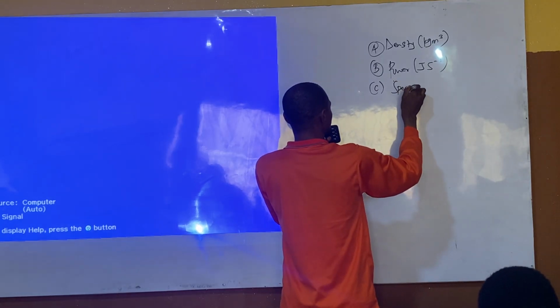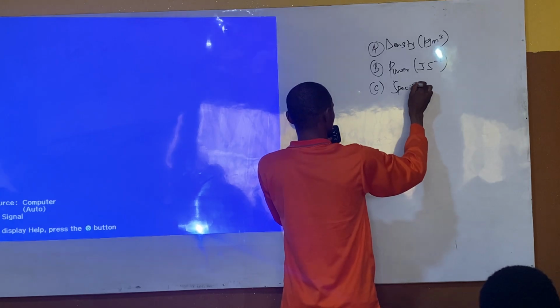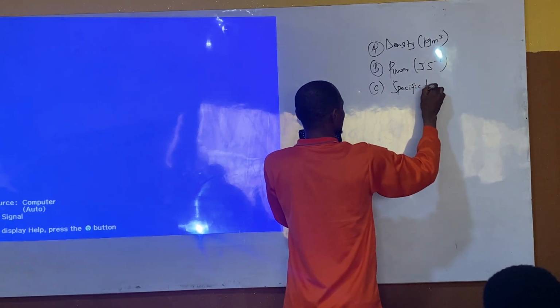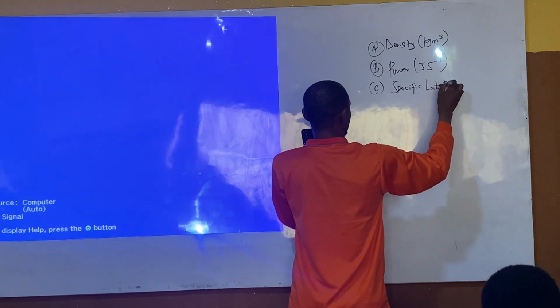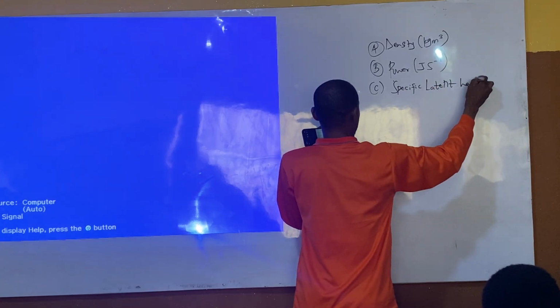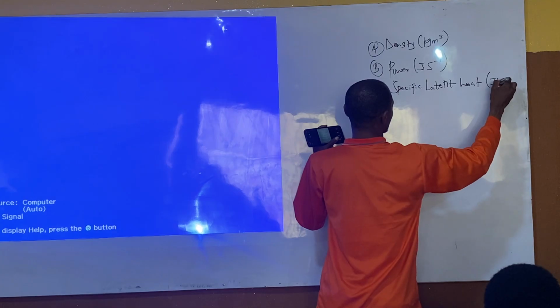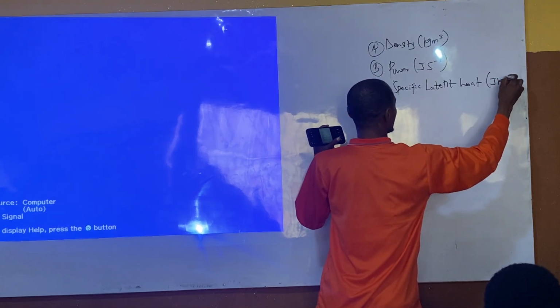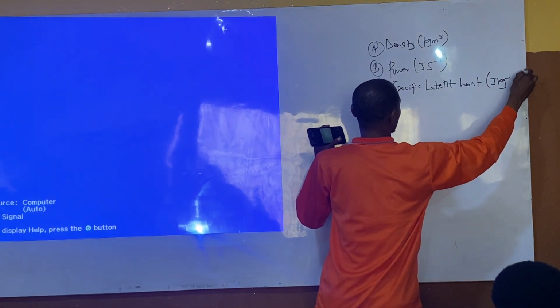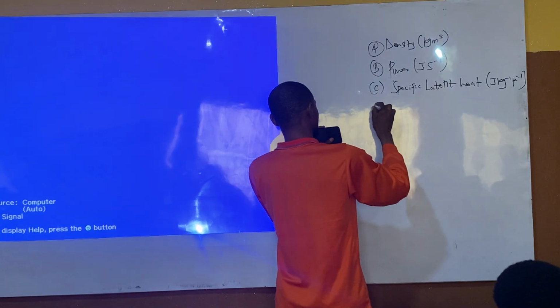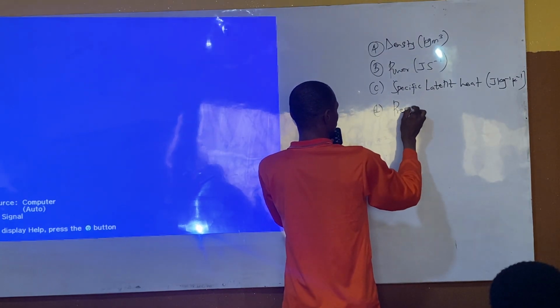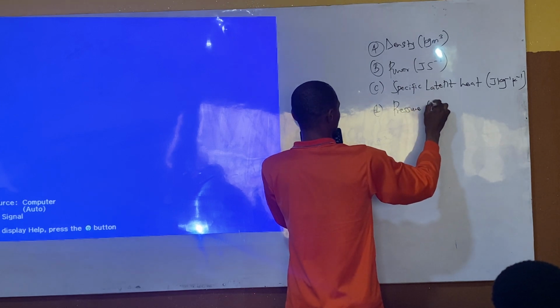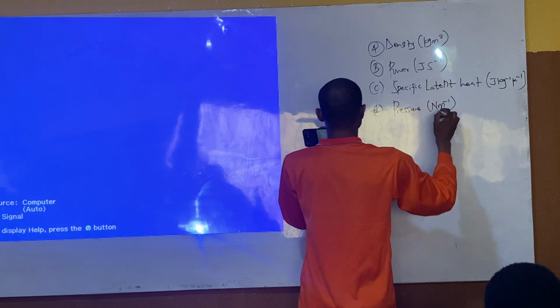Option C, specific latent heat. That's joule per kilogram per Kelvin. And option D, pressure. Newton per meter.